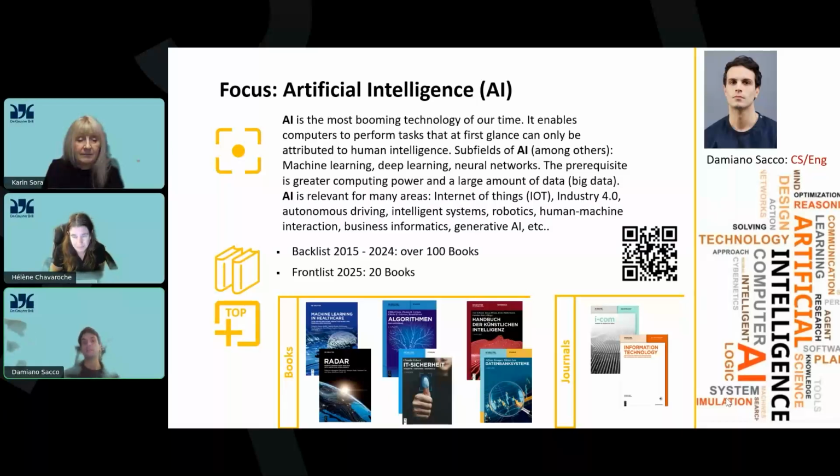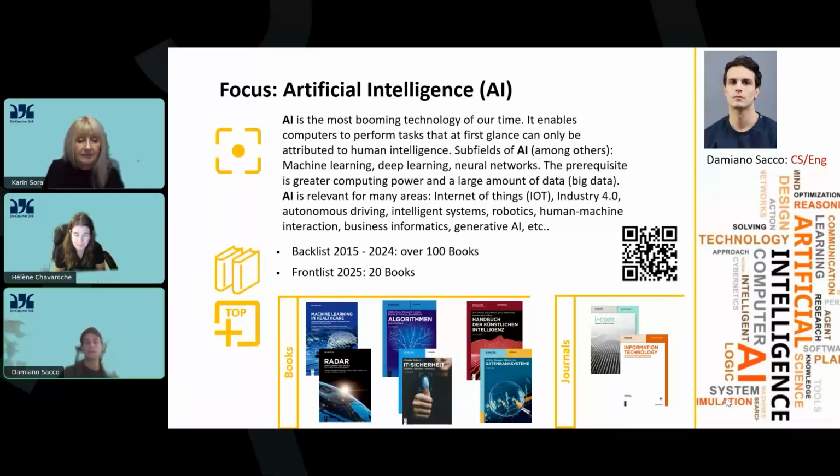In the book department at De Gruyter, we have a very strong program covering all areas of technology, and in particular artificial intelligence, which, as you know, these days informs virtually every topic in science. And of course, it includes anything from big data, the Internet of Things, intelligent systems, robotics, human-machine interaction, business informatics, and most recently, of course, generative AI and large language models and so on. We have a very strong program in the backlist, and we publish many new books every year.